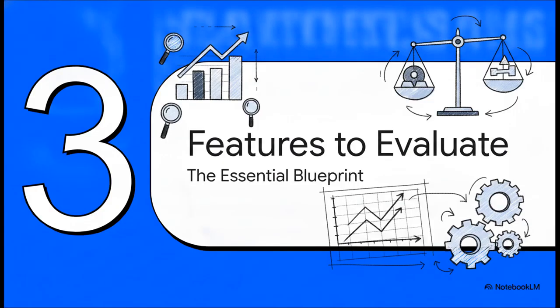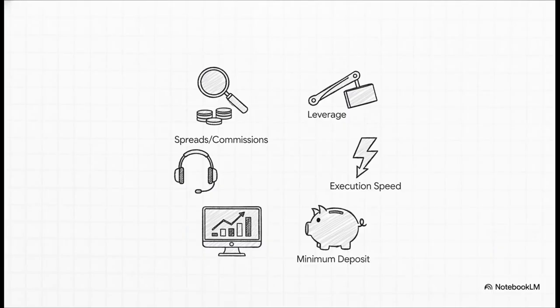Okay, Section 3, key features to evaluate. These right here are your absolute non-negotiables. You must check the spread and commission, the leverage options, execution speed, minimum deposit, platform compatibility, like whether it uses MT4 or MT5, and of course, the availability of 24/5 customer support. Just remember, lower spreads directly reduce your trade costs, while high leverage, well, it amplifies both your returns and your risks. You constantly have to balance these features against your own unique strategy.